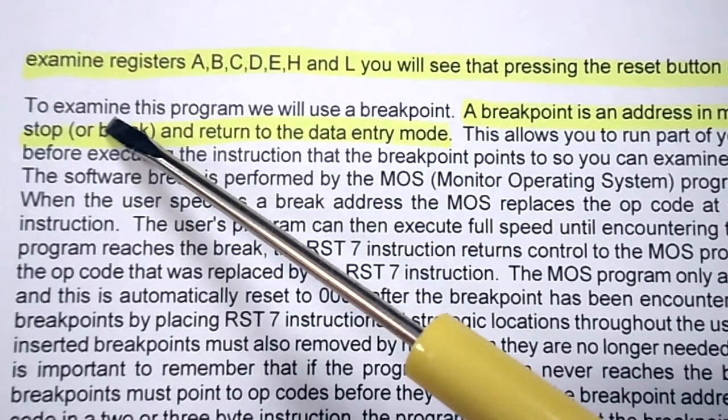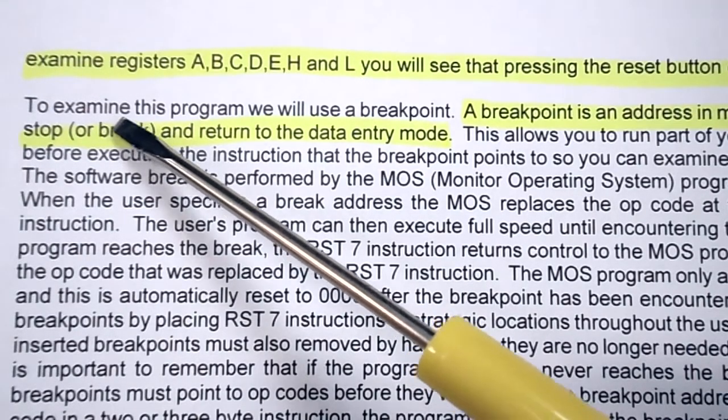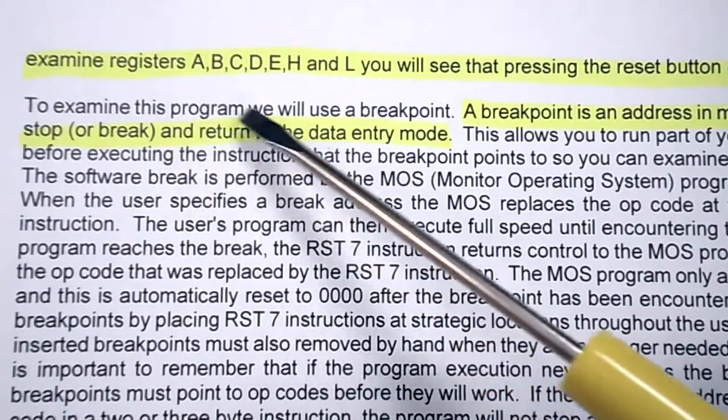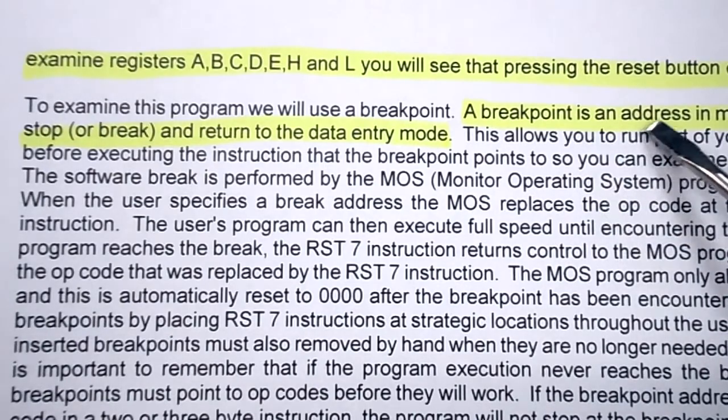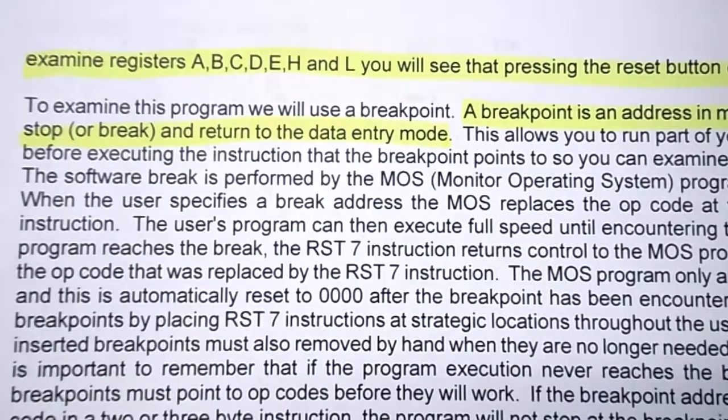Continuing on with the lesson, we're going to see that to examine this program, we're going to be using a breakpoint. Now a breakpoint is an address in memory where you desire the program to stop or break and return to the data entry mode. Because our program is going to be moving instructions from one register to another and then exchanging them at the end, we'll want to stop halfway through and check and make sure that it is doing what we thought it was going to be doing.